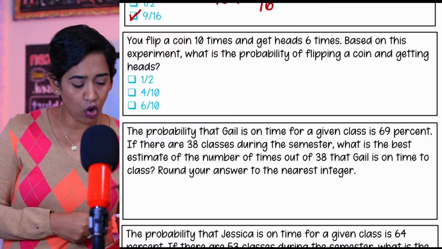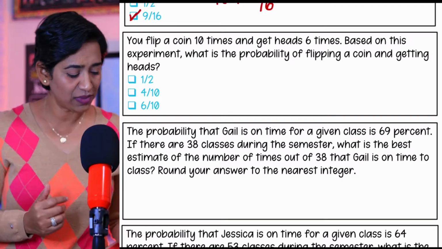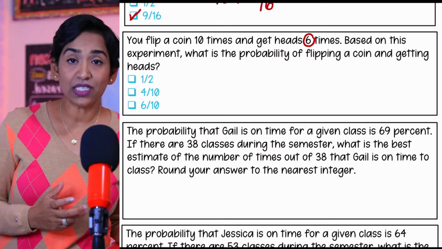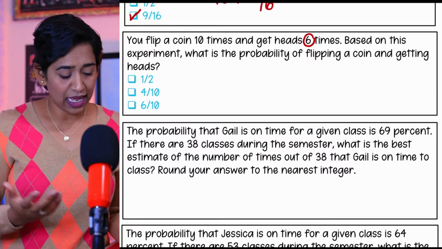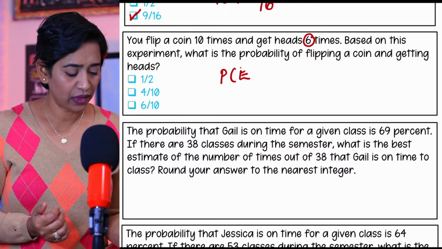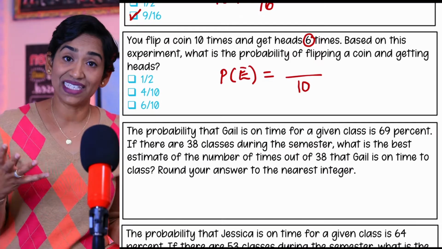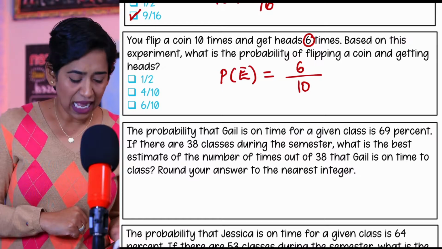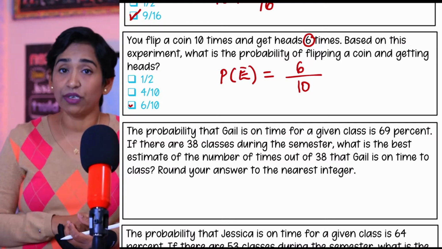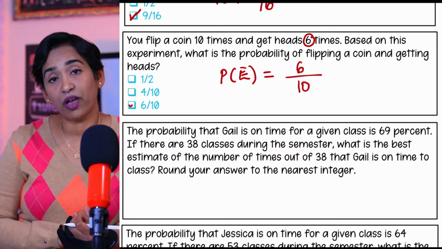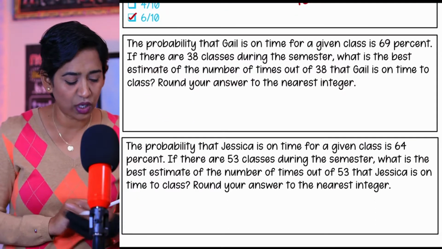You flip a coin 10 times and get 6 heads. Based on the experiment, what's the probability of flipping a coin and getting a head? As simple as that. You flip a coin 10 times, so your sample size is 10. You have 6 heads, so 6 out of 10. I don't think they are reducing it, so keep it as an unreduced fraction unless they specify or ask you to reduce it. All right, let's take a look at the next one.